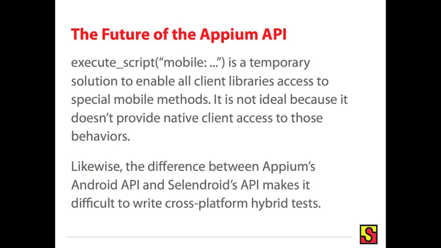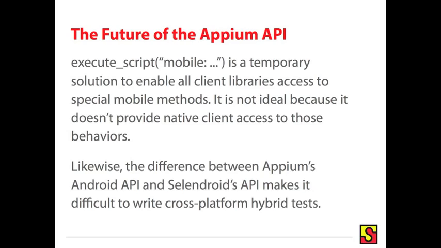All right, to close out this portion of the webinar, I'd like to talk a little bit about the future of Appium's API. So I want to begin by looking at a couple issues that exist with Appium's API that you probably noticed as we were going along. One has to do with this method of using execute script and passing a special string, which is prefixed with mobile colon. This is really a temporary solution that enables all the client libraries that currently exist to have access to these special mobile methods, which we've used to extend the WebDriver specification.